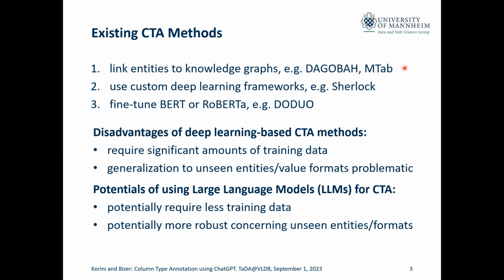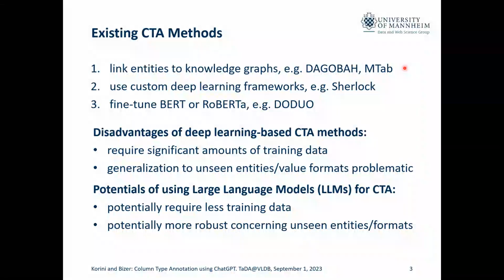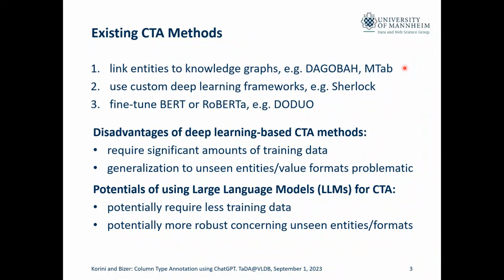There have been many works that have been proposed for CTA. Some lines of work focus on linking the entities found in the cells of the columns to entities in some knowledge graph. By looking at the type of these entities in the knowledge graph, they choose the semantic type of the column. Other lines of work build custom deep learning frameworks, such as Sherlock. And lastly, some works fine-tune pre-trained language models, such as BERT and RoBERTa. In this category, we find the state-of-the-art method for CTA, which is DODUO.